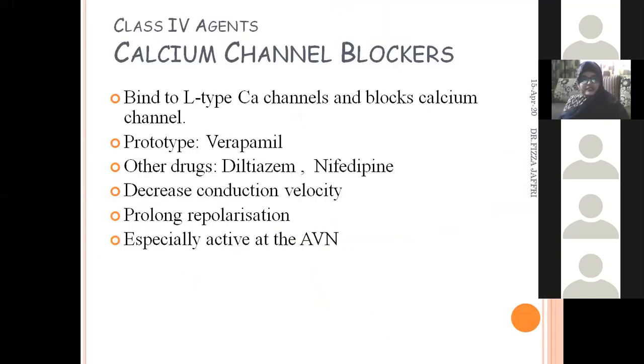The fourth category is calcium channel blockers.